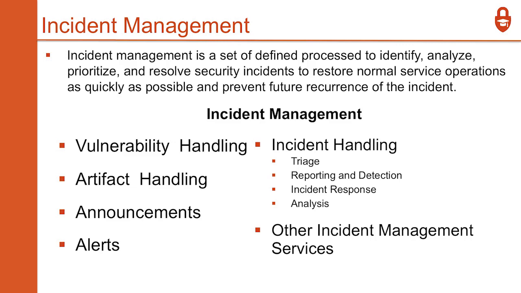We have vulnerability handling. So somebody reports a vulnerability. What do we do with it? We find it ourselves. We've got a vulnerability. What do we do with it? Can we mitigate it? Can we resolve it? Can we just say we're going to accept it? So you need a process in place for all 3 of those options, right?